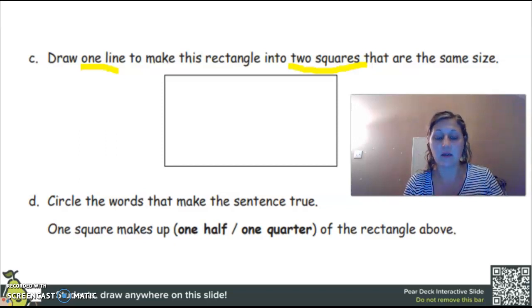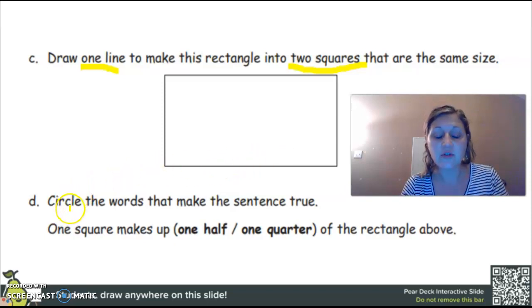So I want you to pretend like this right here is a chocolate bar that you want to split with somebody. You want to split it and make it into two squares that are the exact same size.